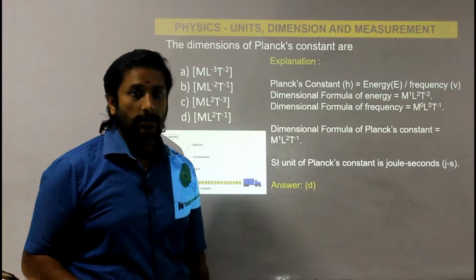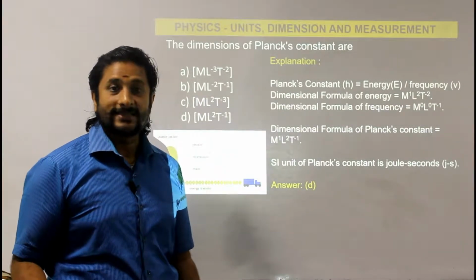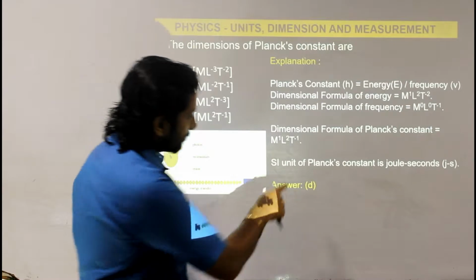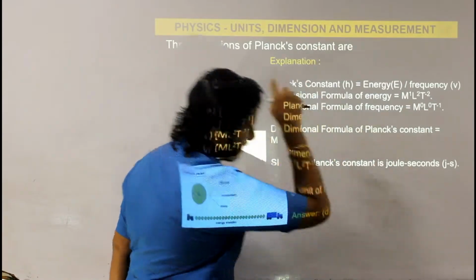Maybe they may ask a different question like what is the SI unit? In that case, the SI unit of Planck's constant is joule seconds.